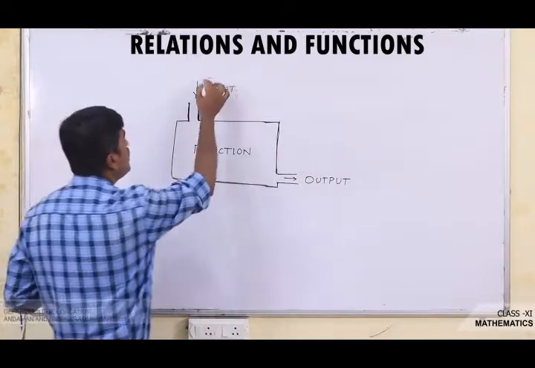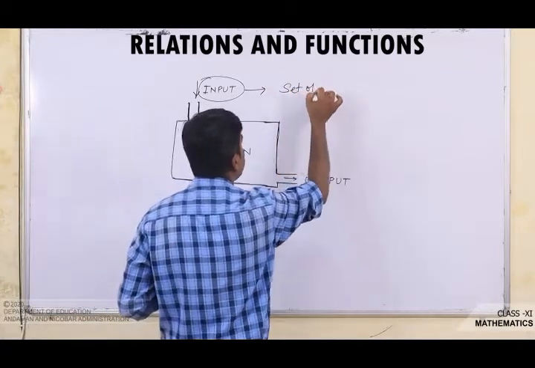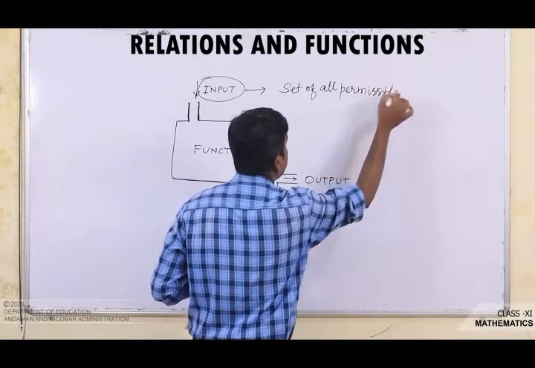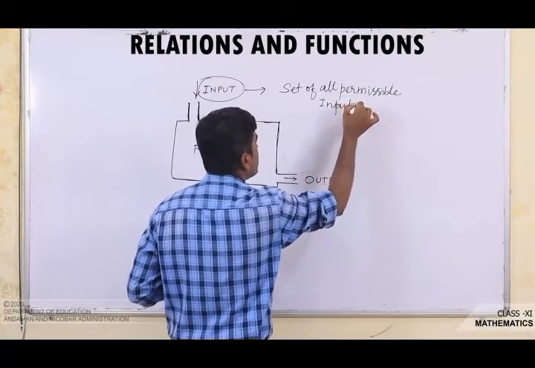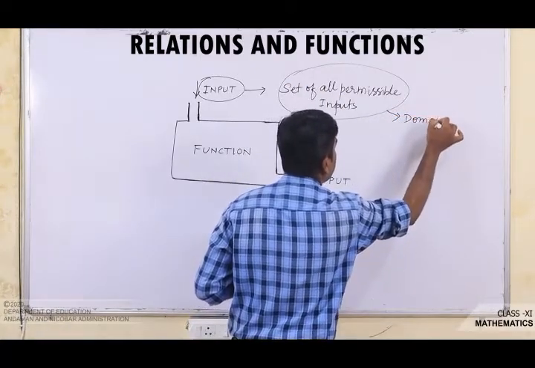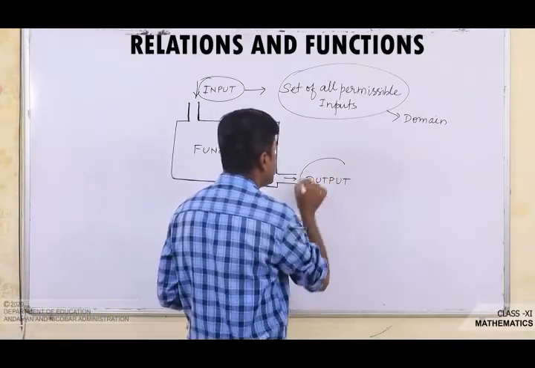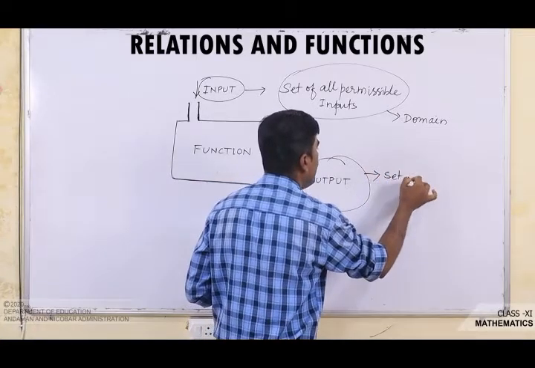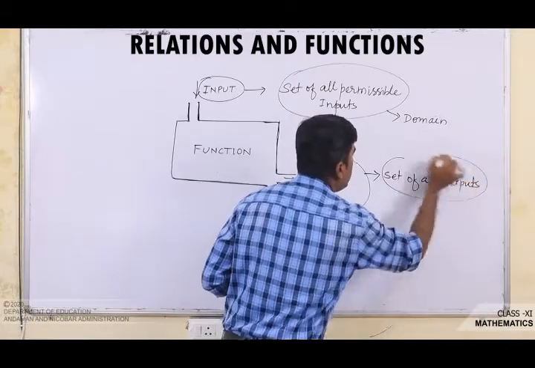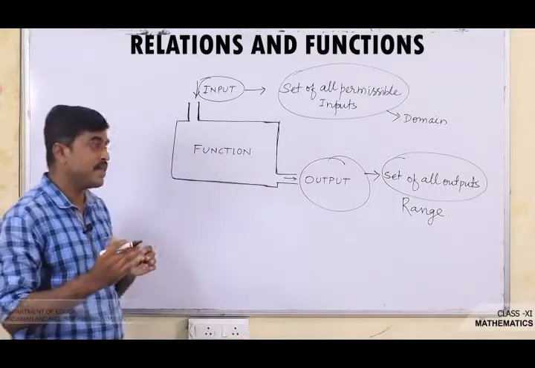So what does this input represent? The set of all permissible inputs is called the domain of the function, and the set of all outputs is called the range of the function. Clear? That means a function acts like a machine.